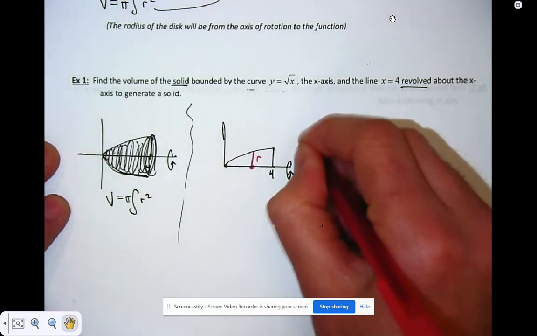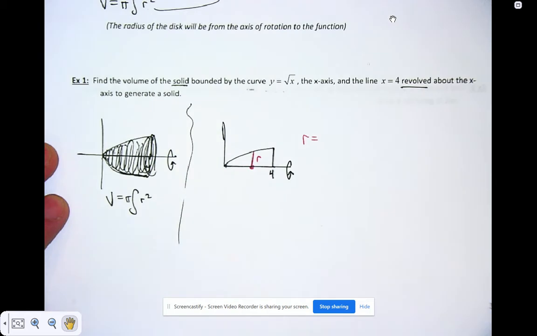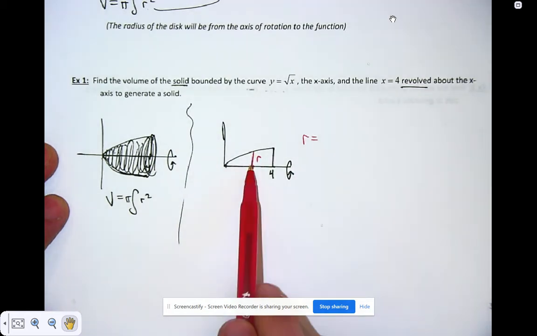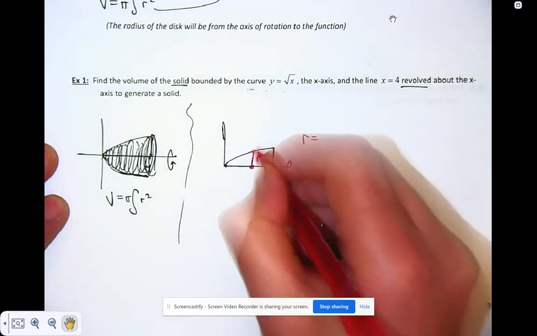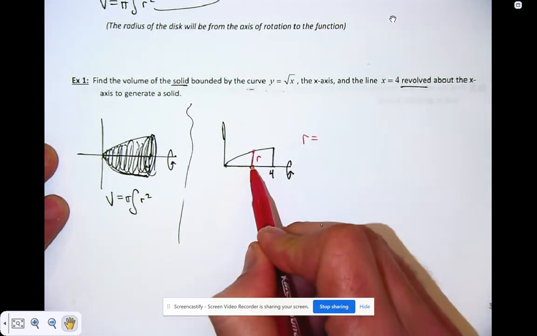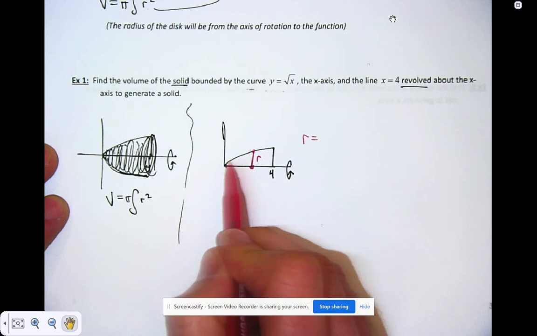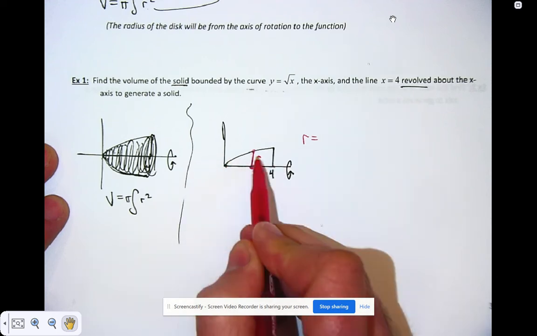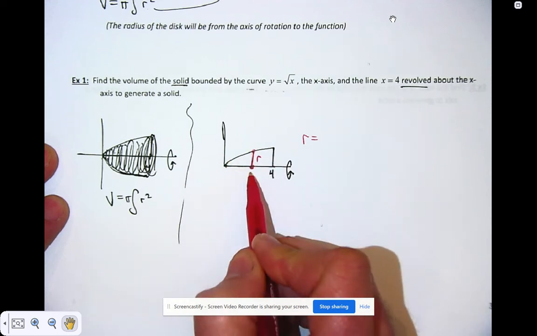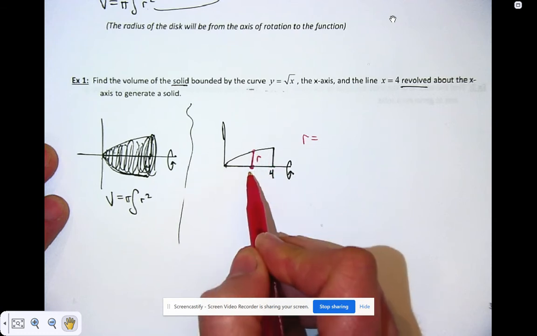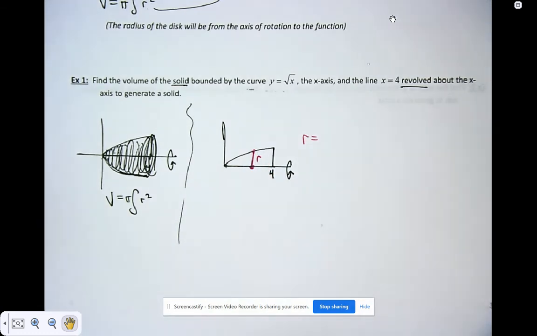And then I'm going to come right over here. I'm going to say, well, what's R? Okay. R is the length of a line segment. The length of any line segment is always going to be the top function minus the bottom function. If it was horizontal, it would be right minus left. So this line segment is always the top minus the bottom.